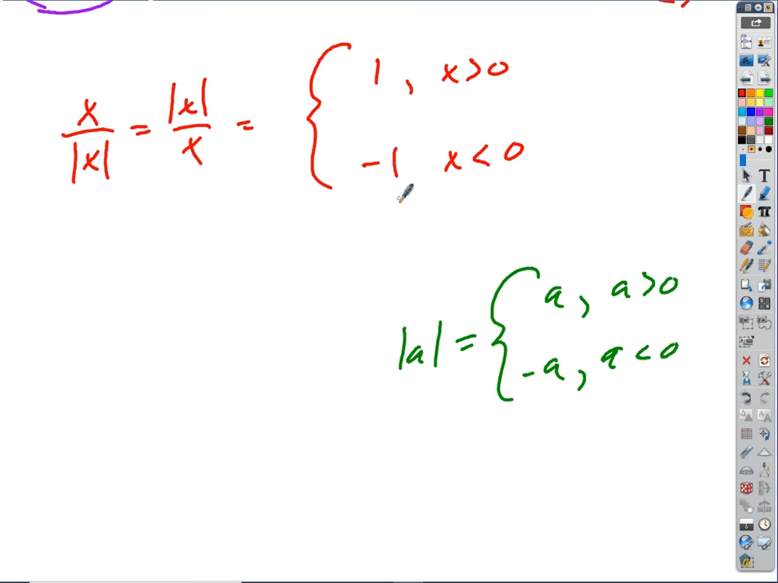Now what about 0? Is that allowed? It's not allowed. How come? You can't divide by 0, right? So here, this is a case where the function is not defined at 0. It's only defined for values greater than 0 or less than 0. So what's that look like if I graph it?